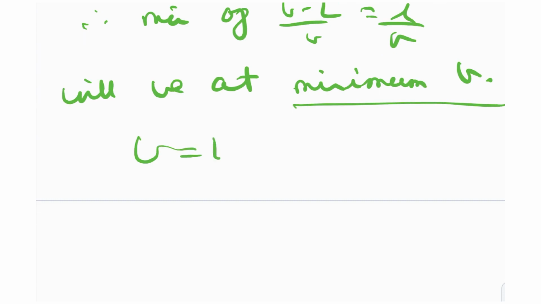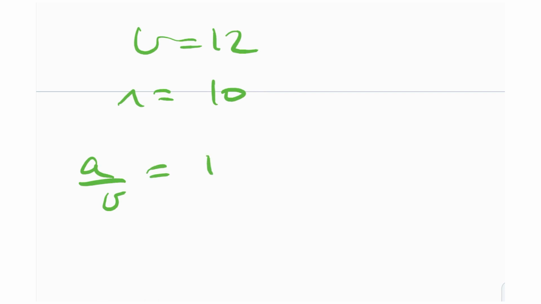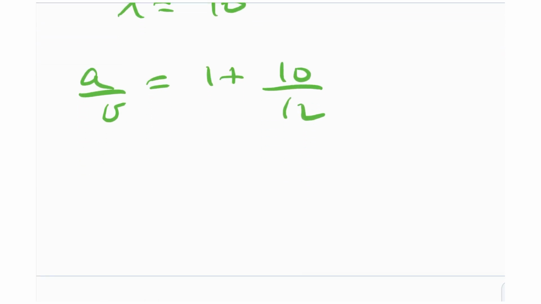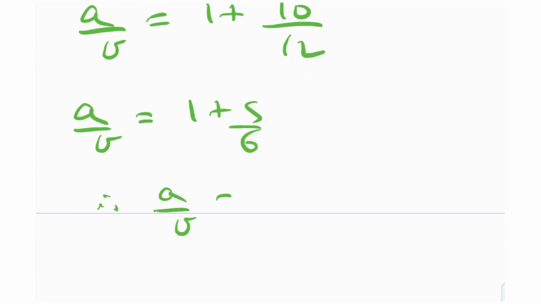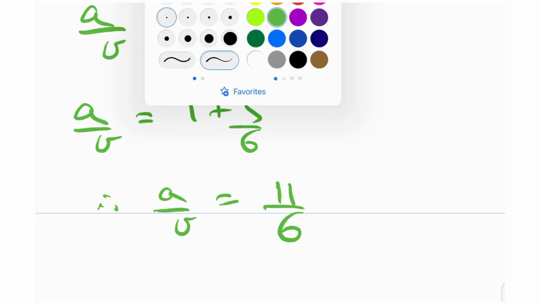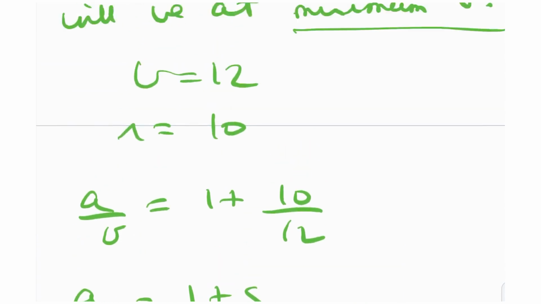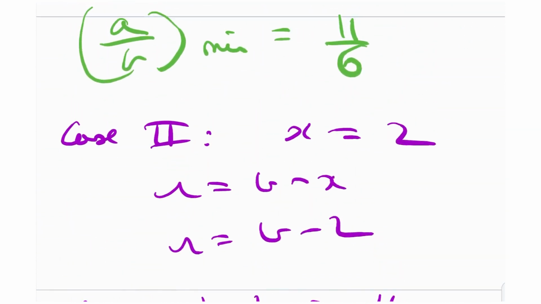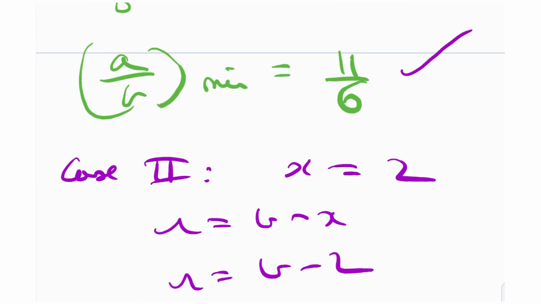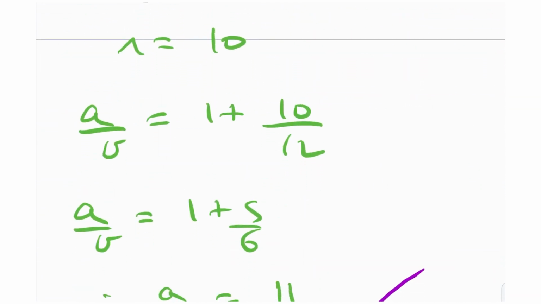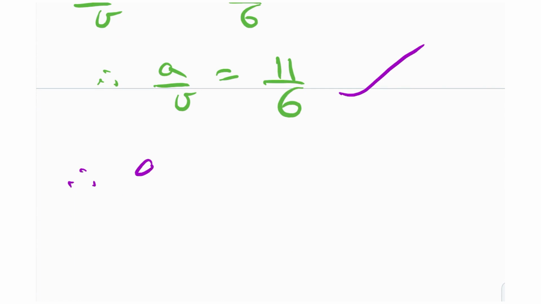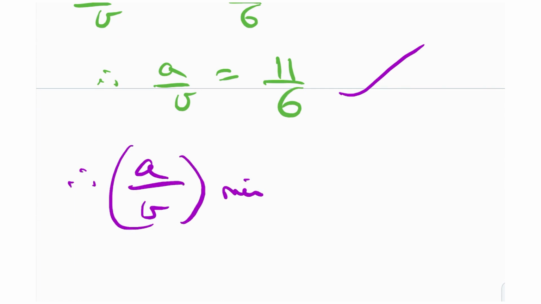So b is 12. What was r? R was b minus 2, so this becomes 10. So a by b is equal to 1 plus r over b, 1 plus 10 over 12. So a by b is equal to 1 plus 5 over 6, and therefore a by b is equal to 11 over 6. And what do we really see from here? We see that both from case number 1 and case number 2, we get 11 by 6, here in case number 2 and in case number 1 as well. So the minimum value of a by b in both cases is 11 by 6. Therefore, we can effectively conclude that the minimum value of a by b is 11 by 6, right?